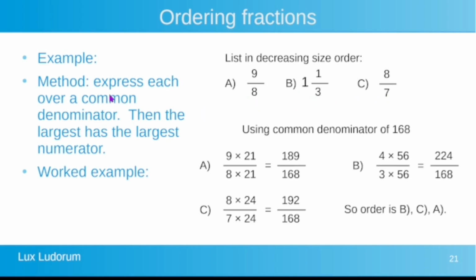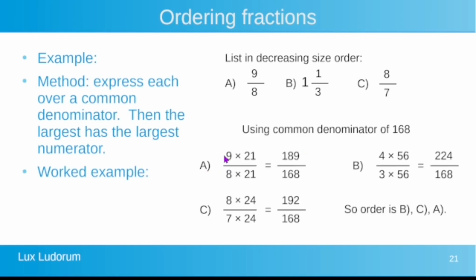The method is to express each over a common denominator. Then the largest one has the largest numerator. So for these ones here, 8, 3, and 7, I'm going to use a common denominator of 168. And I have got that in this case by simply multiplying these three numbers together, and it happens to be the lowest common denominator.